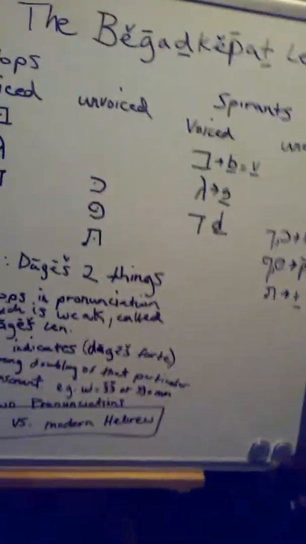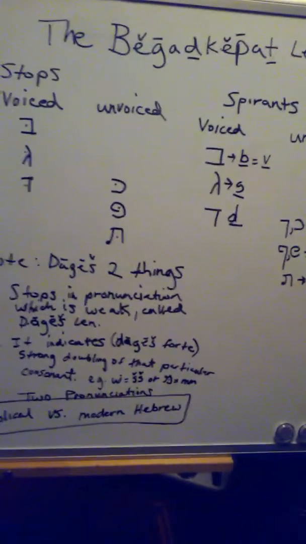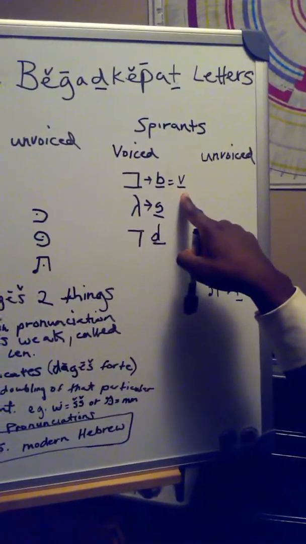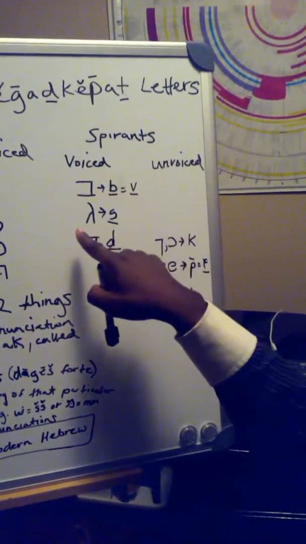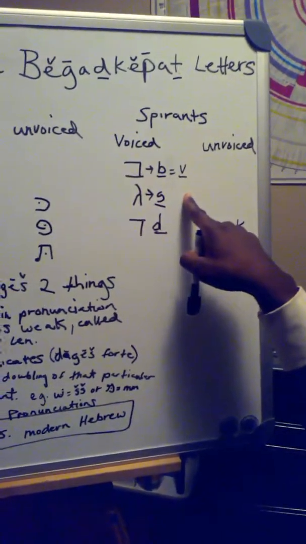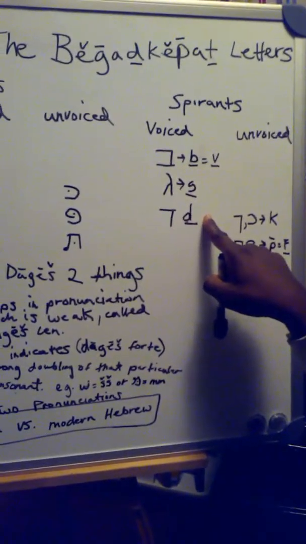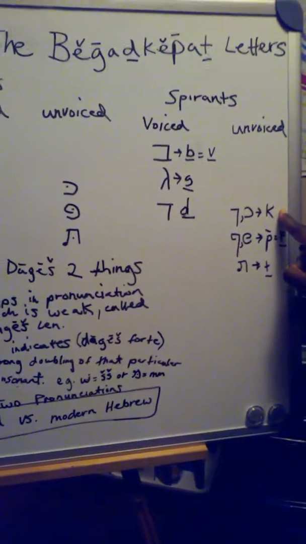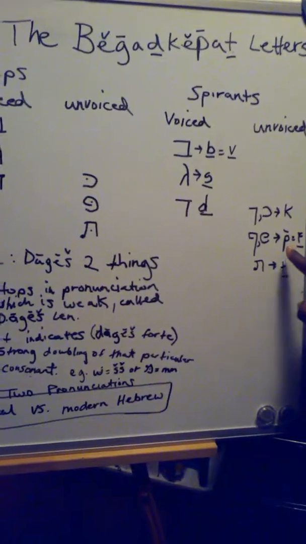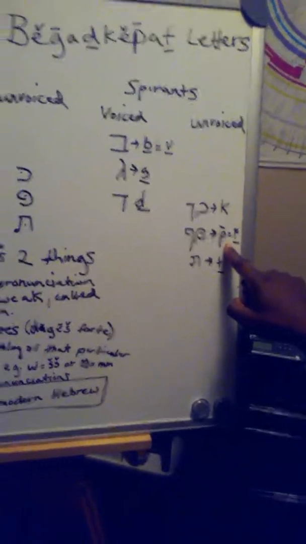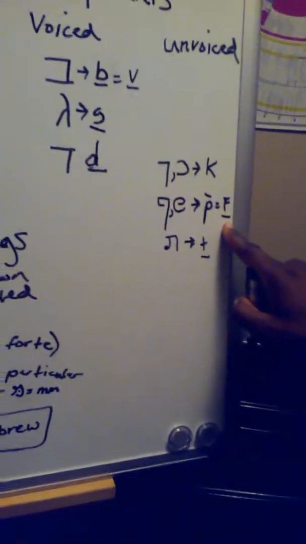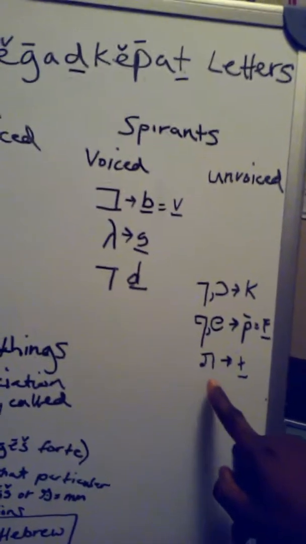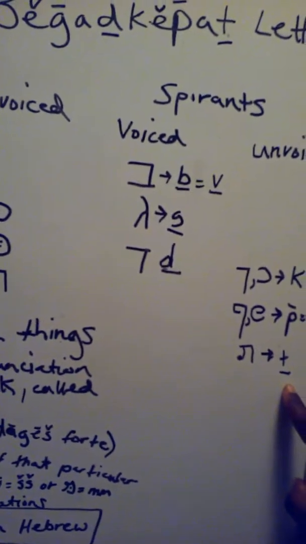But if I use spirals, and we use spirals in Sephardic, instead of a B sound, Bet, it would be V, as in V, right? And we also have Gimel, which would still be a G, and Dalet would be a D. Then we have Kof, which is still the K. The Pay would not be pronounced as a P with the spiral. It would be pronounced as an F. It would have the F sound. And then we have T, which still would be pronounced as a T.